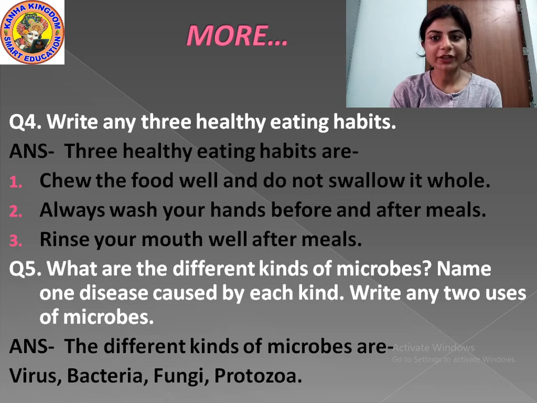So students, now question number 4. Write any 3 healthy eating habits. The answer is, 3 healthy eating habits are: number 1, chew the food well and do not swallow it whole. Then always wash your hands before and after meals. Rinse your mouth well after meal.